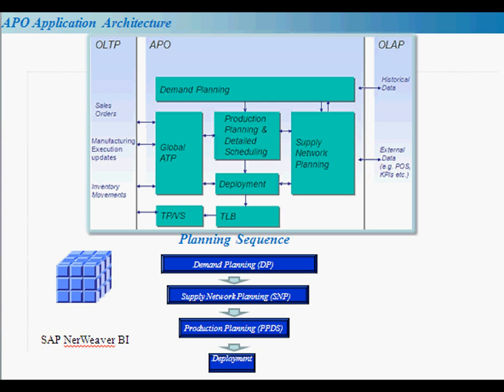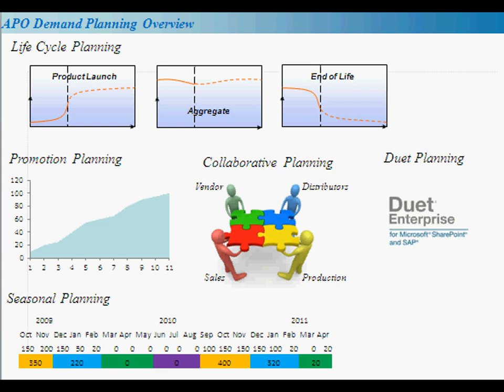Now let us move into the demand planning module. What is the demand planning module of SAP APO? It is primarily used for forecasting. So why is forecasting important? Forecasting is important in case we want to know what the future demand of the customer would be. And how does it help us?